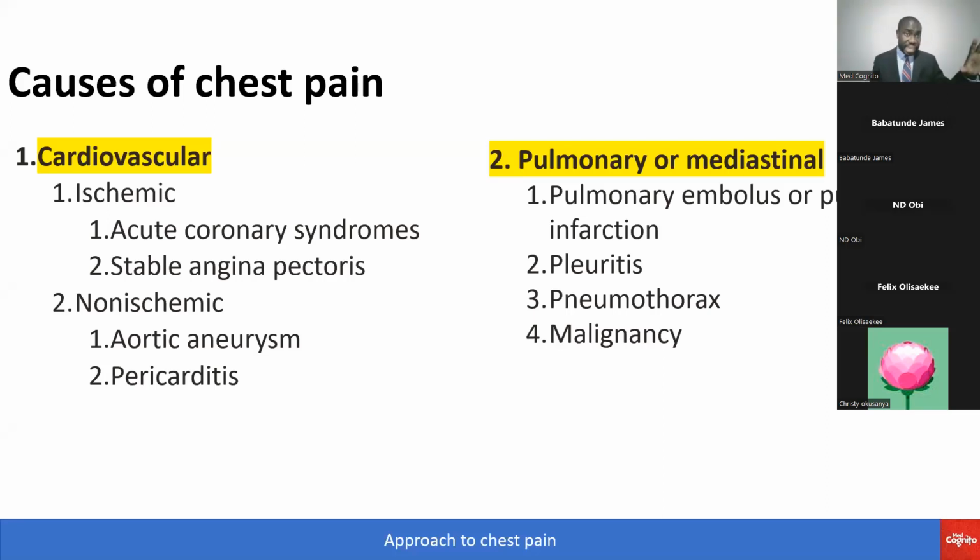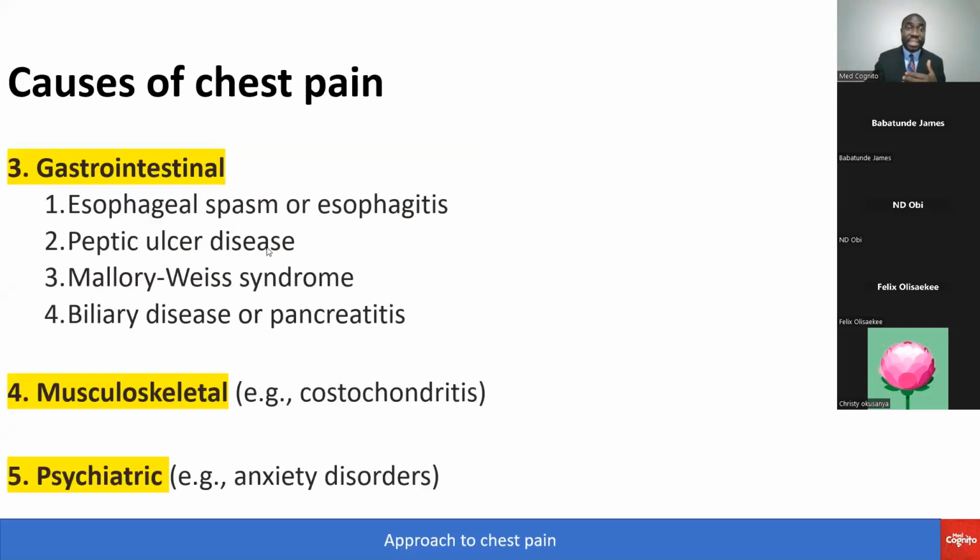So please learn the cardiovascular causes of chest pain, pulmonary causes of chest pain, and then among all these, learn the ones which can cause life-threatening issues and those which do not cause life-threatening issues. Okay, so the gastrointestinal causes, you have esophageal spasm, you can even have esophagitis, peptic ulcer disease.